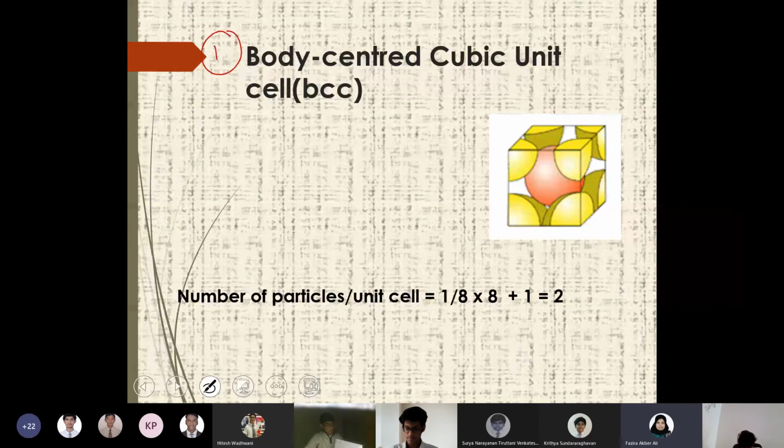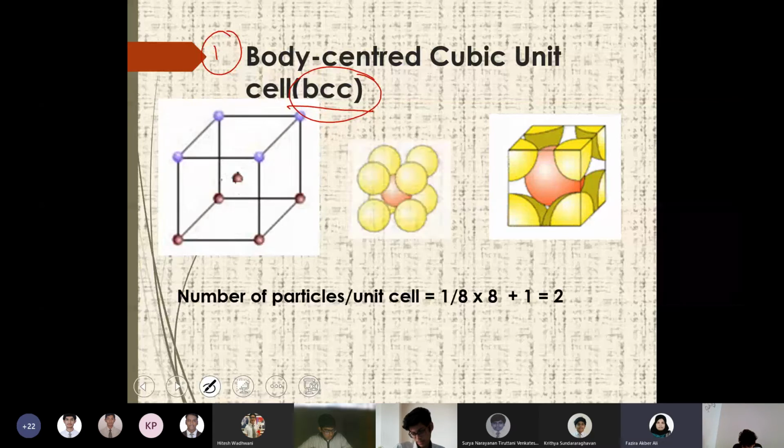Body-centered is also known as BCC, because B is body, C is centered, and cubic. So BCC means body-centered cubic arrangement. In the exam, in the question paper also, they use the short forms BCC and FCC for face-centered, right? So that short form is very important.